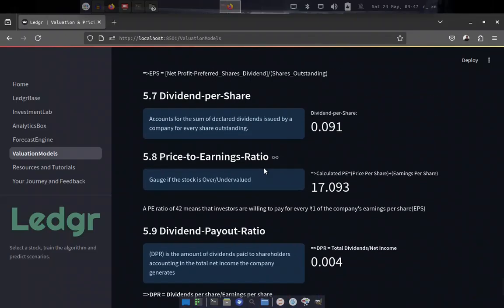But now, here is an example. A PE ratio of 42 means that investors are willing to pay $42 for every $1 of the company's earnings. That means they believe that if the company does well and earns $1, well, to get that $1, investors are going to pay $42.